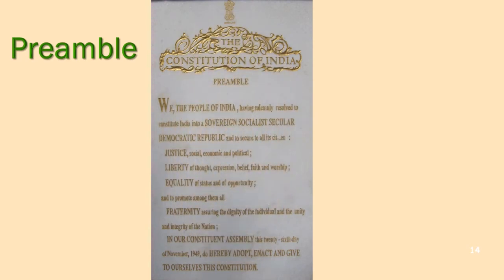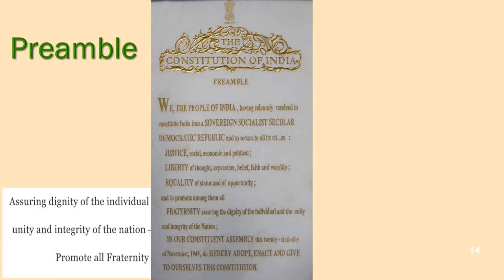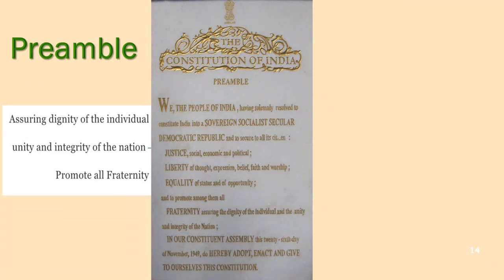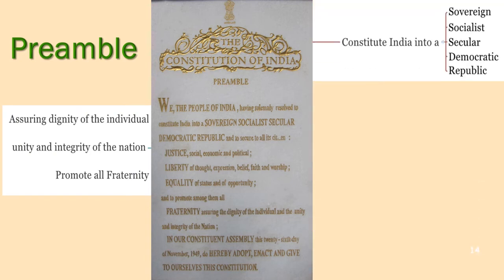Here comes the time to learn about the Preamble of the Indian Constitution, which is generally termed the heart and soul of the Constitution because it carries all the basic values or principles that a democratic country should have. For example, assuring the dignity of the individual, unity and integrity of the nation, and promotion of fraternity. This preamble constitutes India into a sovereign, socialist, secular, democratic republic.